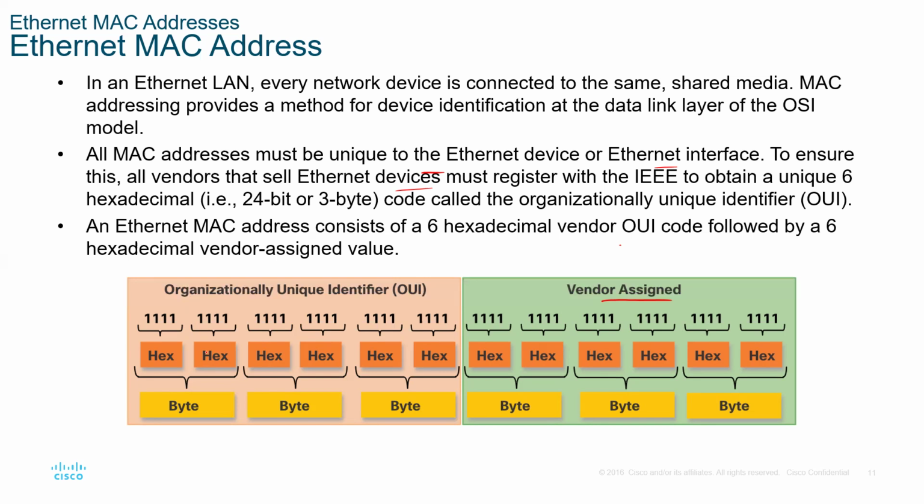Why? Because this half is unique from the IEEE. This half is unique from the vendor itself. And basically that makes up the structure of the MAC address. So in a MAC address, where are all those hexadecimal values coming from? Some are coming from the IEEE, some are coming from the manufacturer of the devices that we're using.